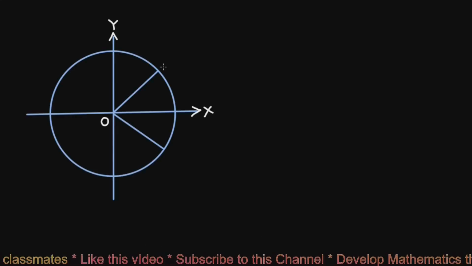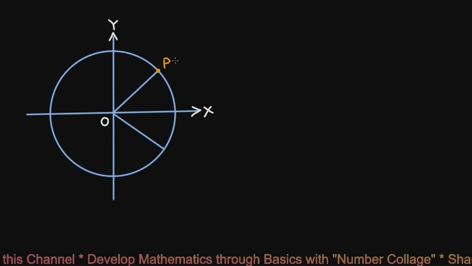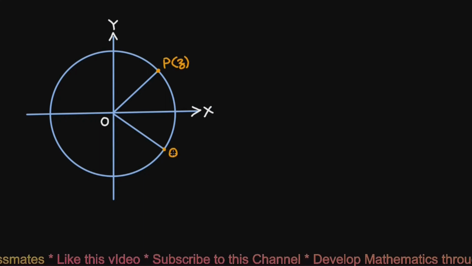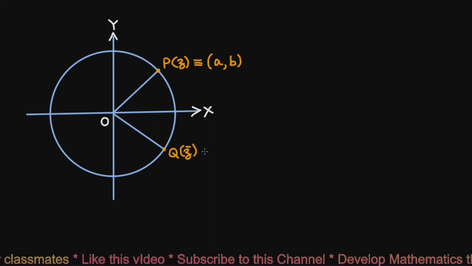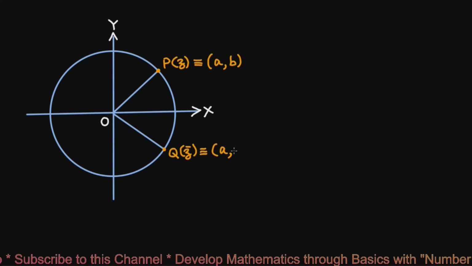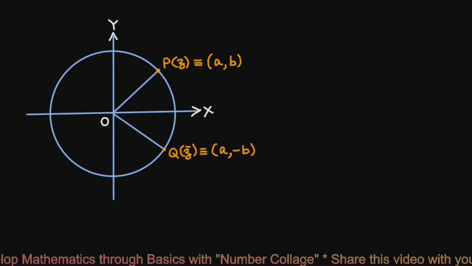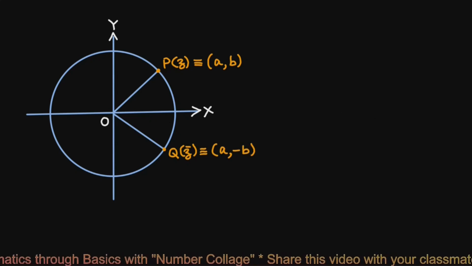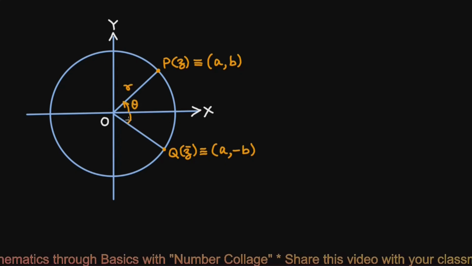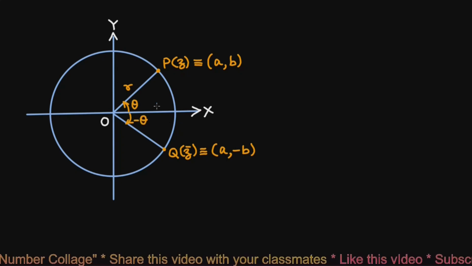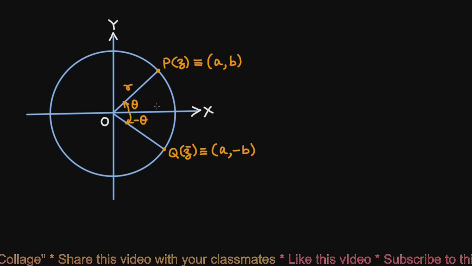We will understand this by plotting complex numbers z and z bar in an Argand plane. We represent z by point P and z bar by point Q. Coordinates of point P are (a, b), and that of point Q are (a, minus b). Here z and z bar have the same modulus r, but their arguments theta and minus theta are equal in magnitude and opposite in sign.